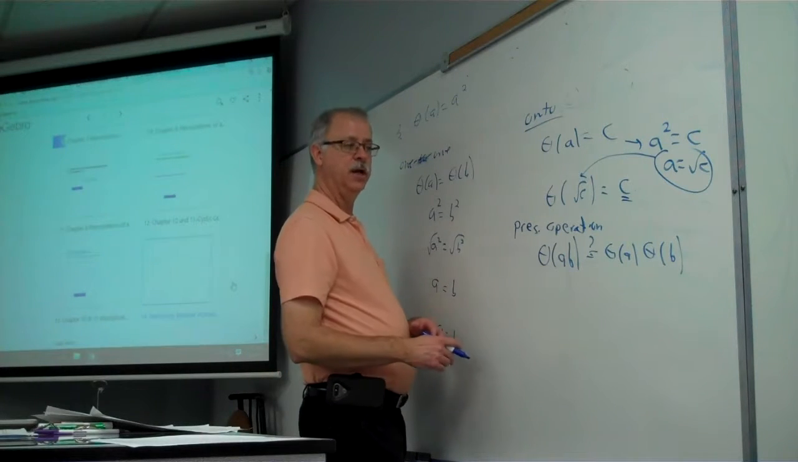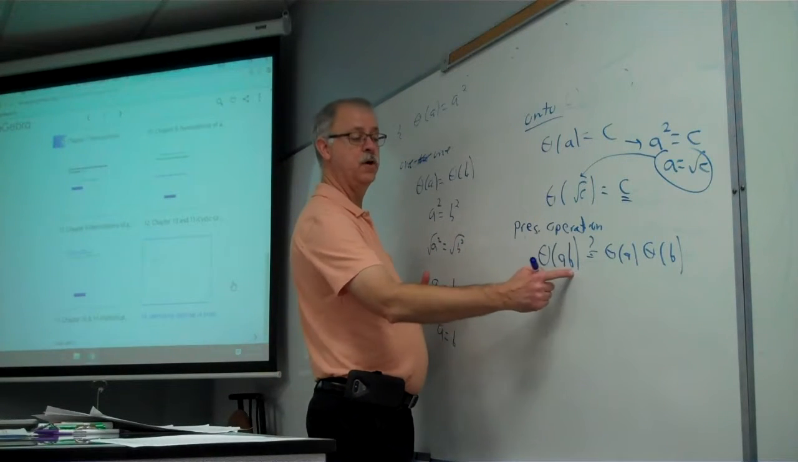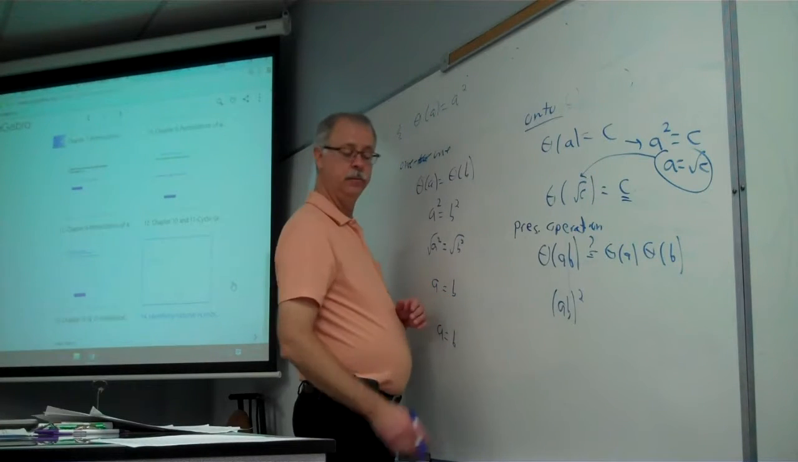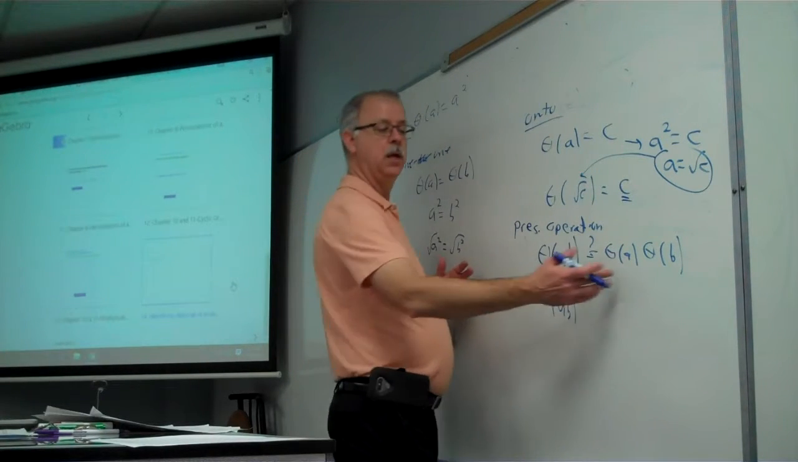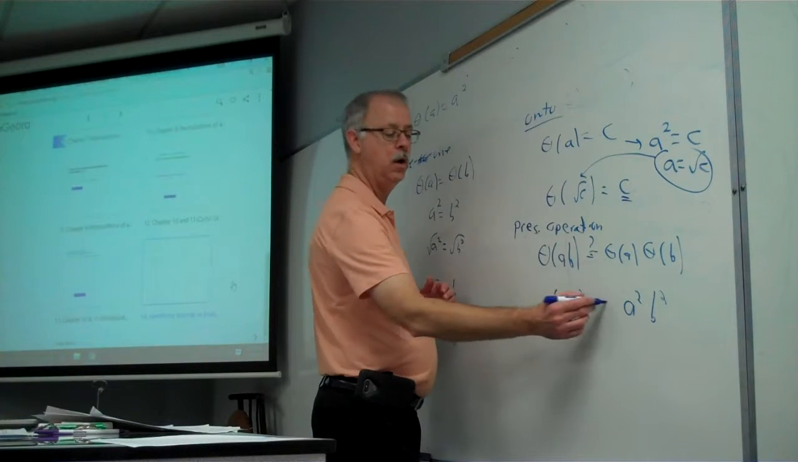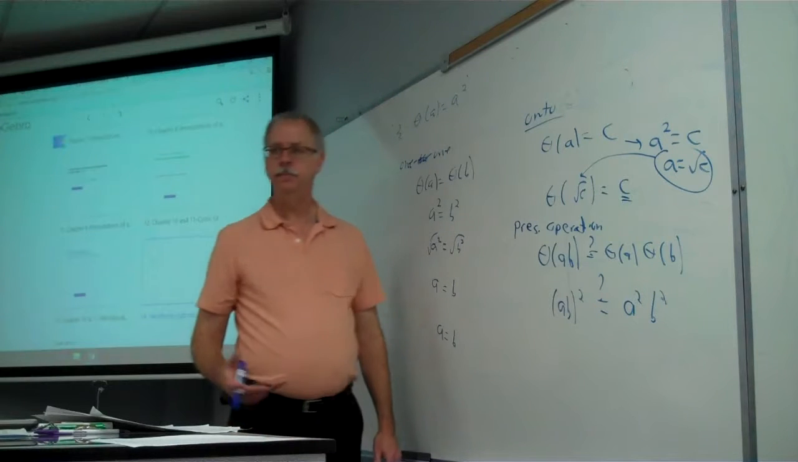So in this, the mapping is square the input. If we map or combine first and then map, we get (AB) squared. If we map first, we get A squared and B squared. Are those the same?